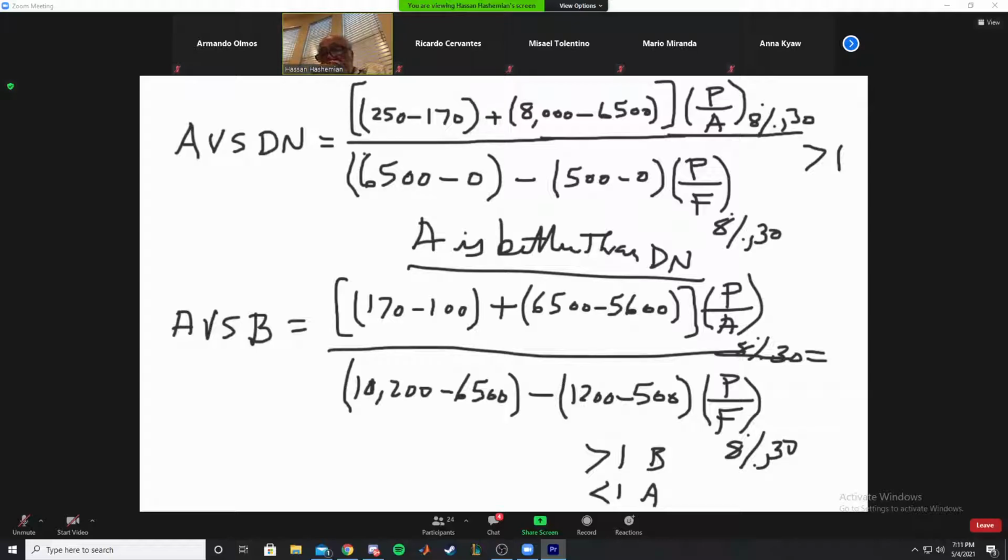All right, so that's how we do this problem. So once you do, if A was better, then you have to do A versus C and find out which one is the best one. So I want you to complete this problem for next week also. And then there will be one more problem left, which is rate of return analysis. We talk about it next time.